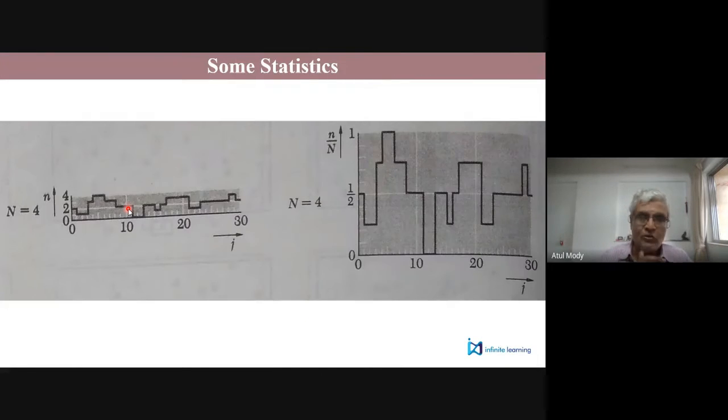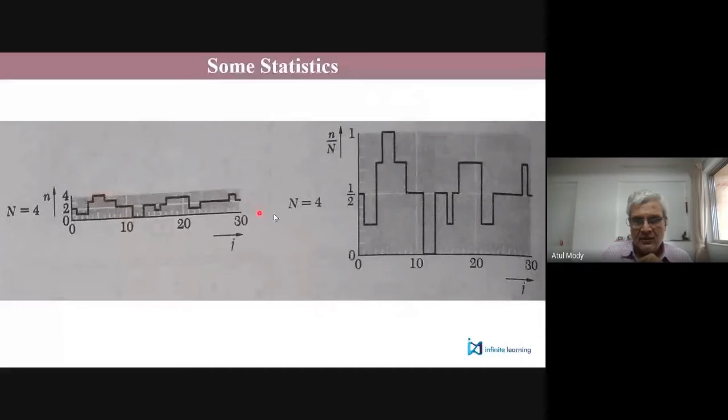If I have 4 molecules, the way they get distributed randomly is shown in the figure. If the system keeps on evolving after 30 steps, you would see the number of molecules on the left half keep on fluctuating. Even if you have 2 and 2, because they keep on bouncing back and forth, sometimes they will have 4, sometimes they will have 0, and so on.